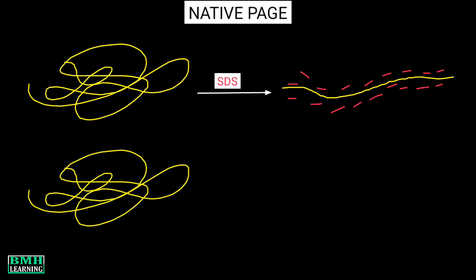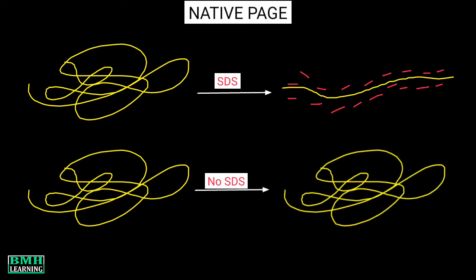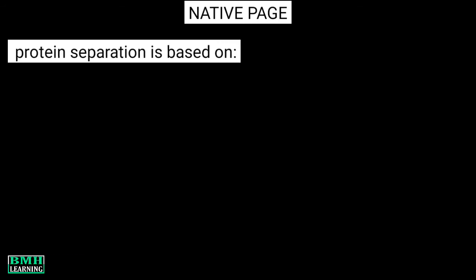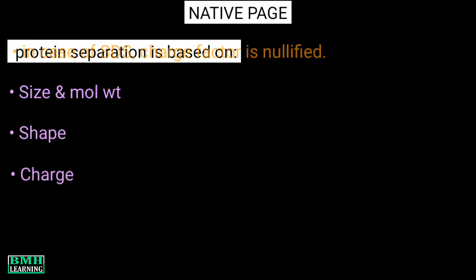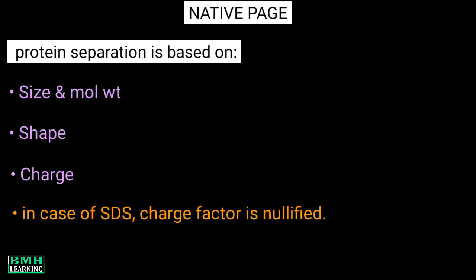Now, in case of native PAGE, no SDS is used. Hence, the protein remains in its original form, and the protein is electrophoresed in the original form itself. So we can say, in native PAGE, the protein is separated on the basis of size, shape, and most important thing, charge. And in case of SDS, this charge factor is nullified.